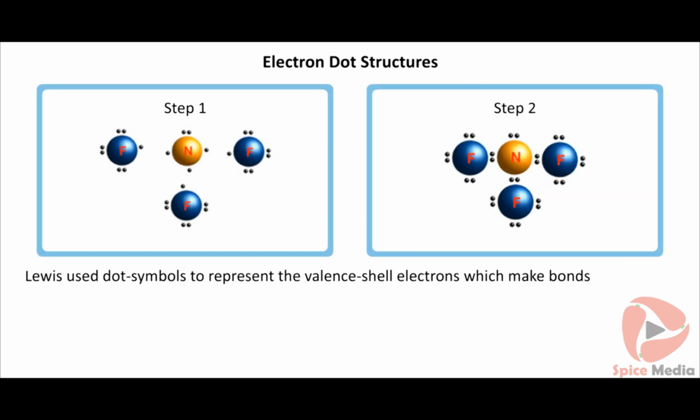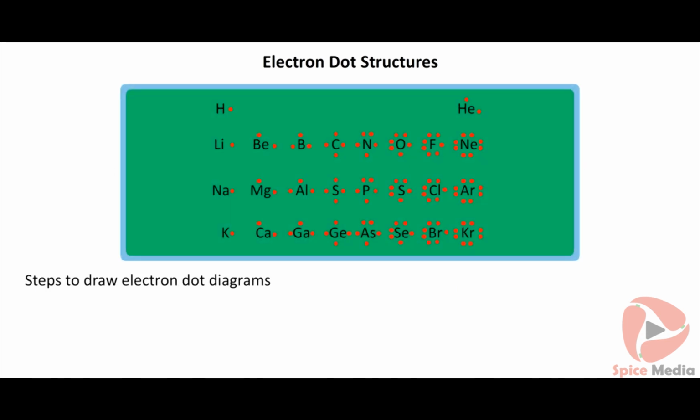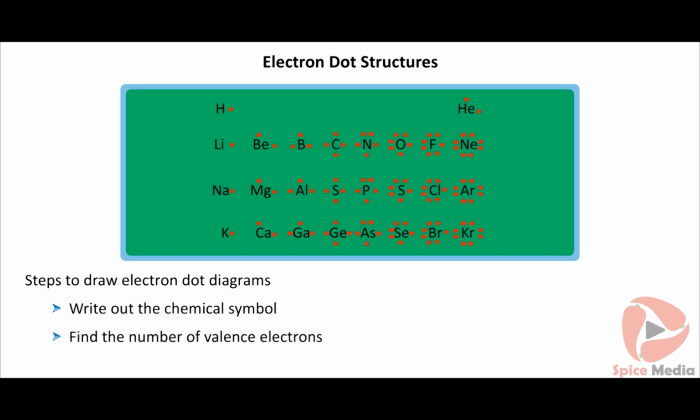Lewis used dot symbols to represent the valence shell electrons which make bonds. Steps to draw electron dot diagrams. Write out the chemical symbol. Find the number of valence electrons. Draw the valence electrons in the following configuration.